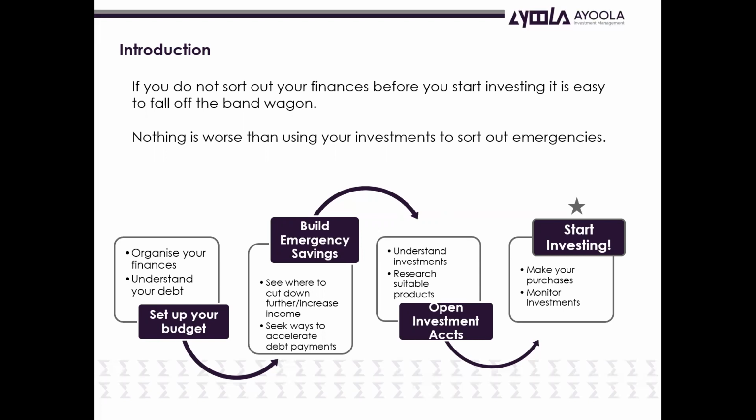Then the next step will be to build your emergency savings. And while you're building your emergency savings, you need to see where you need to cut down, or whether you should increase your income, and also seek ways to accelerate debt payments. So maybe instead of paying the minimum card payment of $50 a month, you could say, okay, let me increase it to $80 a month. If I have a side hustle, I can be using that to pay down the debt, those types of things.